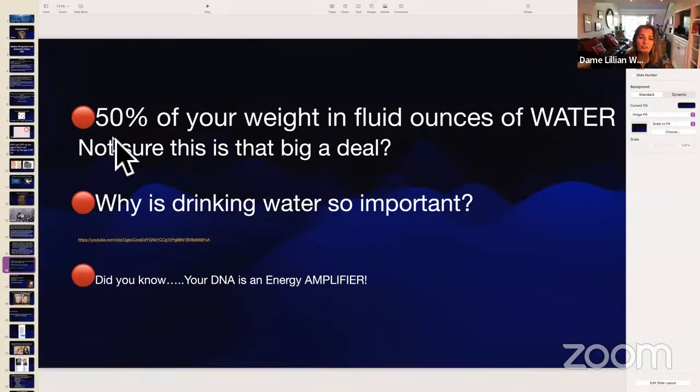And at 12% dehydration, your body completely shuts down. You're dead. Everybody passes away at 12% because it's a hard shutdown. It's just nothing moves inside the body. You're gone. Literally, you're a goner. So it's very important to drink 50% of your weight in fluid ounces of water.